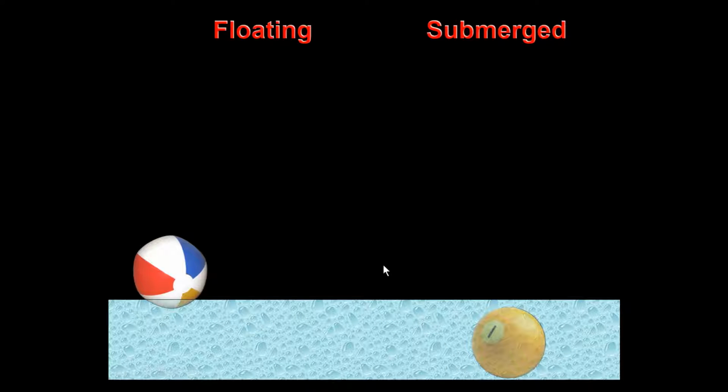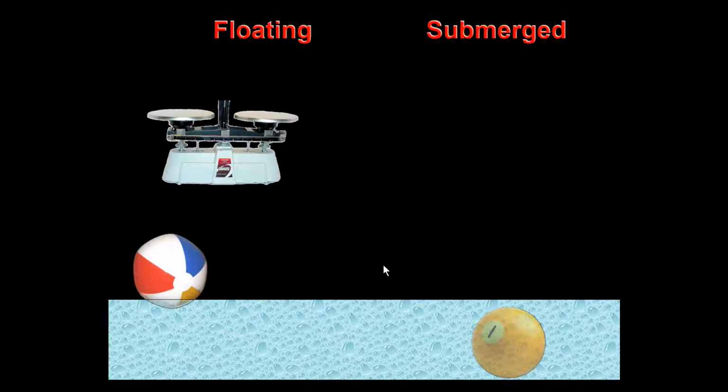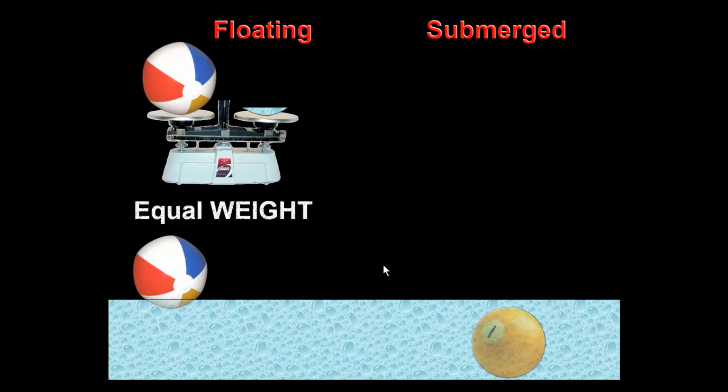Before we move on, I want to just clarify two situations. When something is floating, we just said that the net force on it is 0, so gravity pulling down on that beach ball is exactly equal to the water pushing up. So when something is floating, the weight of that object and the weight of the fluid displaced, that little sliver of water that got pushed out of the way, those two must have equal weights.